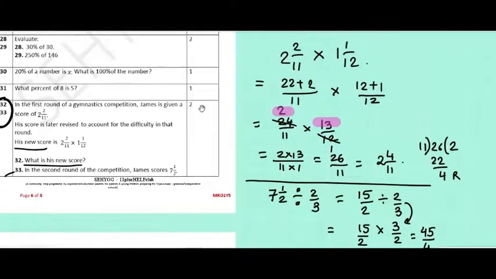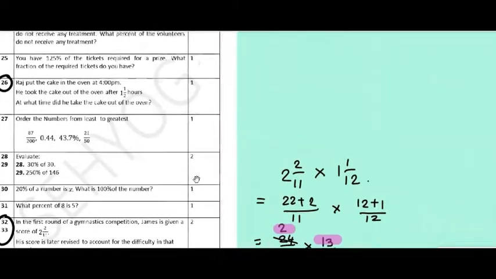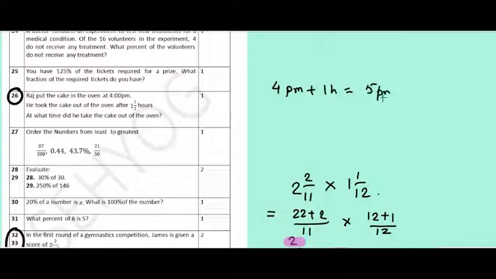Now we will move on to sum number 26. So in sum number 26, Raj put the cake in the oven at 4 p.m. He took the cake out of the oven after 1.5 hours. So from 4 p.m. we are counting 1 hour, which is 5 p.m. and then 30 minutes more. So your answer is 5:30 p.m.